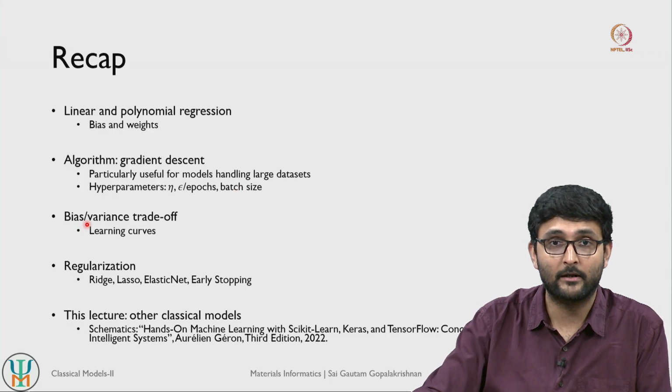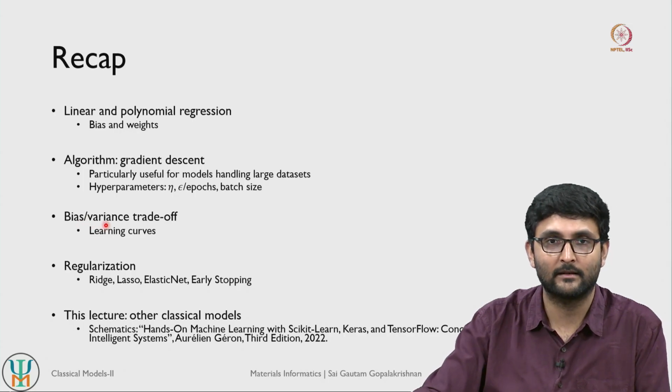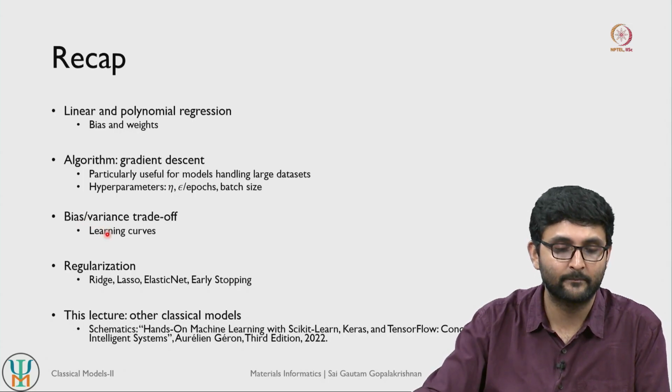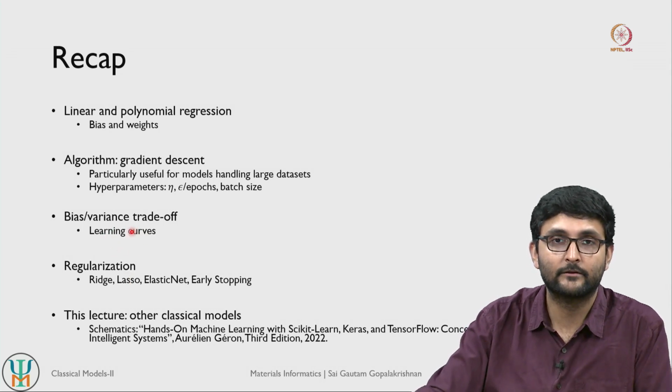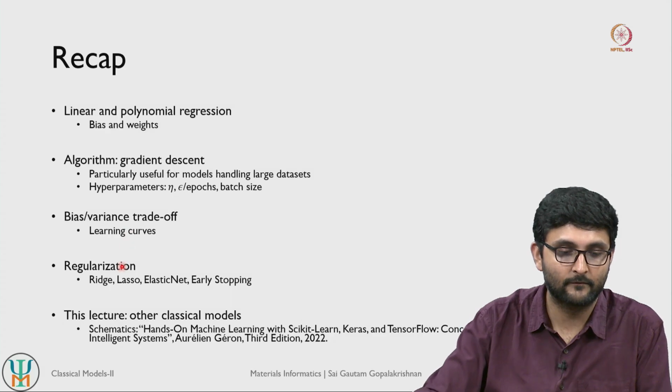We looked at a very important trade off, which is bias variance. The more the bias in a model, the less the variance. So the more regularized your model, the less tendency it has to overfit. And we also looked at using learning curves to understand this bias variance trade off.